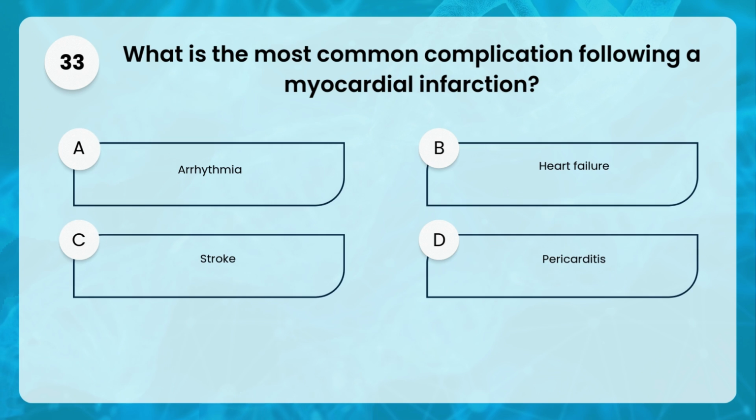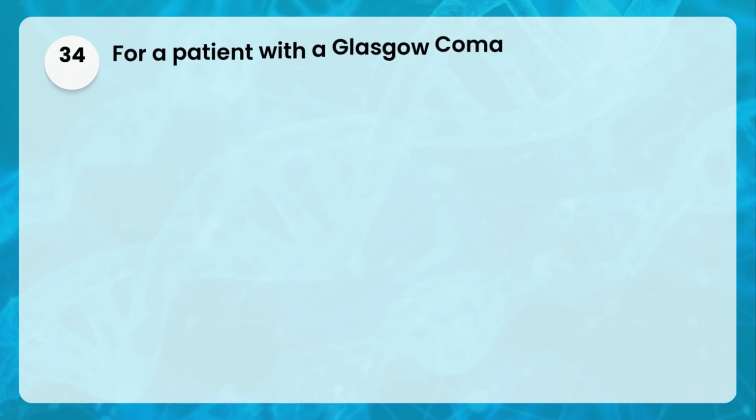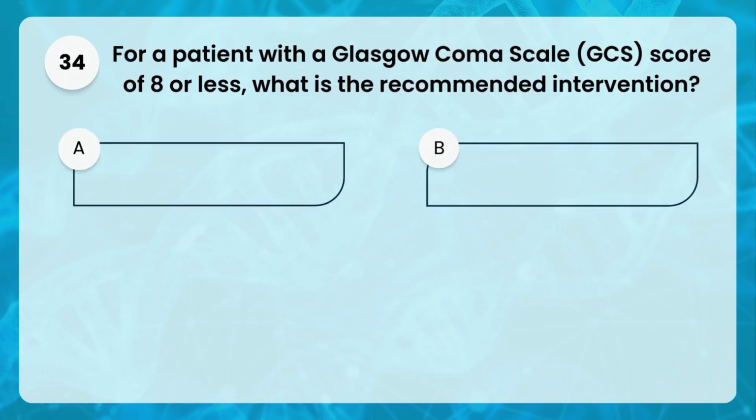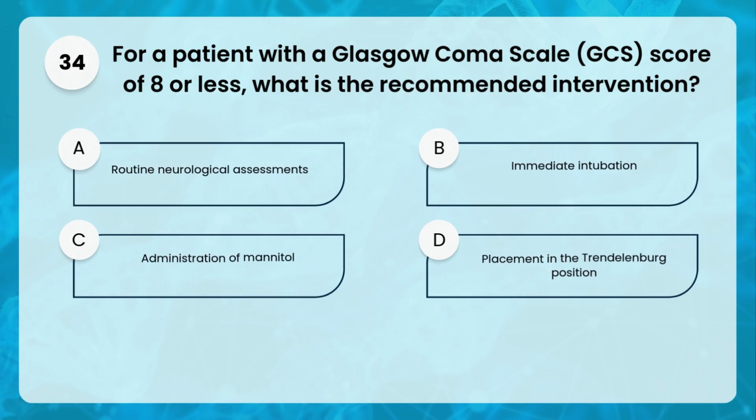Number 33. What is the most common complication following a myocardial infarction? A. Arrhythmia. B. Heart failure. C. Stroke. Or D. Pericarditis. The answer is A. Arrhythmia.